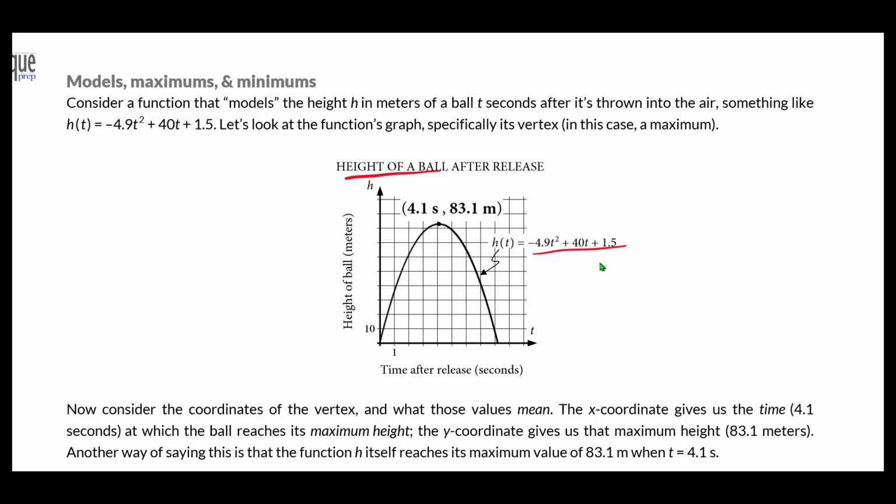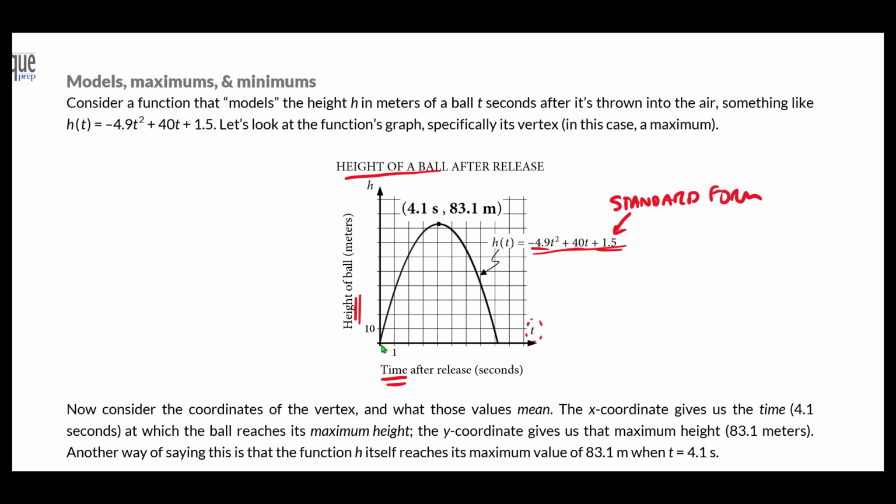So when we see something like this, first of all, let's talk about what we're seeing here. We are seeing a quadratic in standard form, right? That is ax squared plus bx plus c. Our a is negative 4.9, the b is 40, the c is 1.5. Of course, we do have a t here instead of an x. Why is that? Well, it's because we are measuring the height of the ball in terms of the time after release. So instead of using an x here, we are using a t here to indicate time.